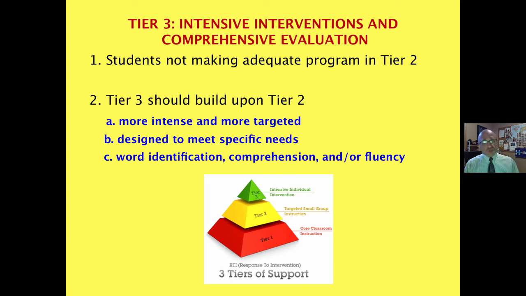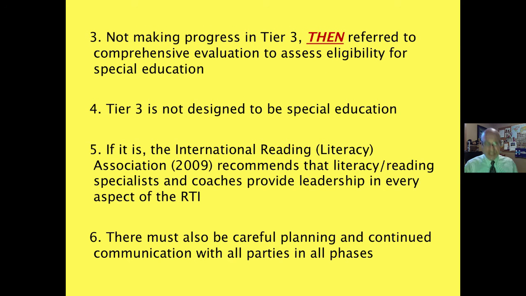Tier 3: students not making adequate progress in Tier 2 should go to Tier 3, and it should be built upon Tier 2. It should be more intense, more targeted instruction designed to meet the specific needs. Again, it should focus on word identification, comprehension, and/or fluency, depending on what the problems are. Struggling readers are not all the same. Some may struggle with word identification and not comprehension or fluency. So it needs to be targeted specifically on the deficit area. And that's why some form of a diagnostic reading inventory, informal reading inventory, or qualitative reading inventory is needed.